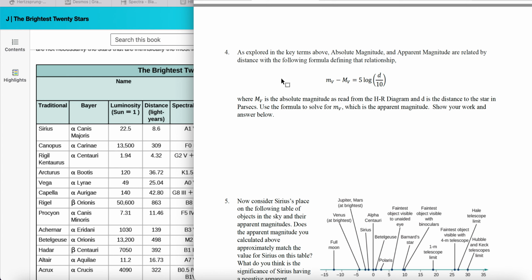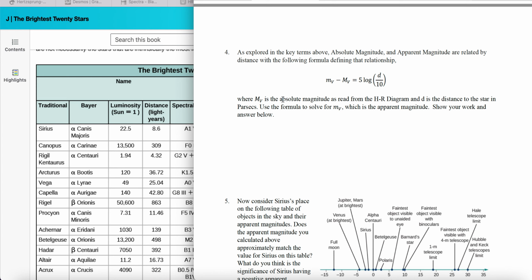Okay, so I'll continue reading. Here's the formula, by the way. It's an arithmetic difference. It's just one quantity subtracted by the other equals 5 times the log of the ratio of distance over 10. So that's how you use the formula. I'll show you an example. But I want to identify our variables first. Uppercase M with the subscript V is the absolute magnitude. That's the one we can read right off of the HR diagram.